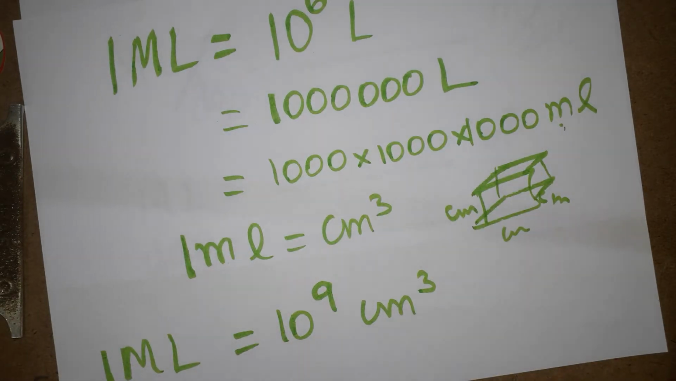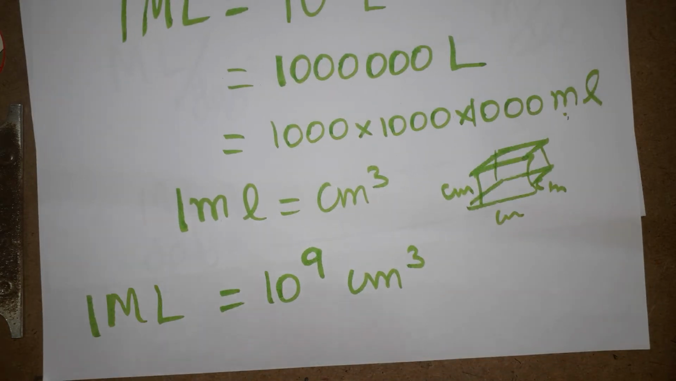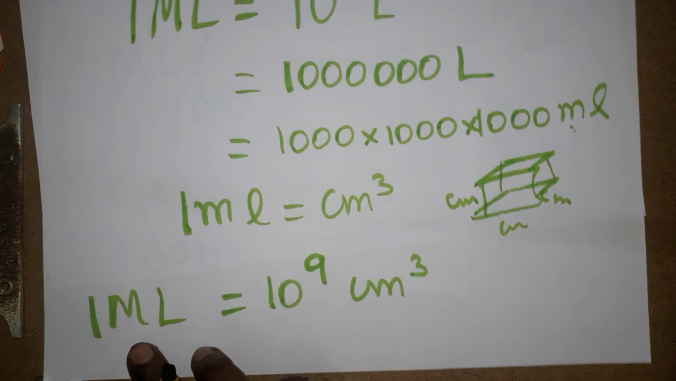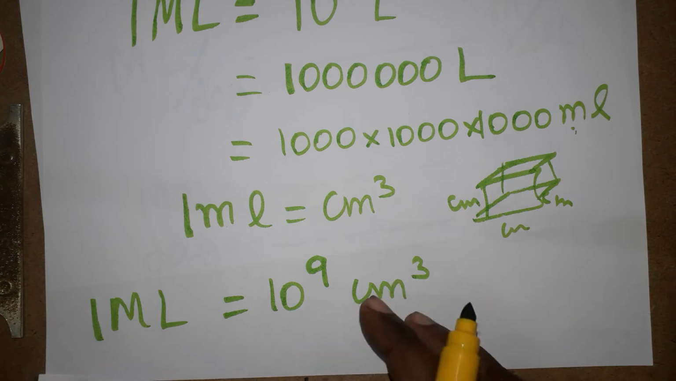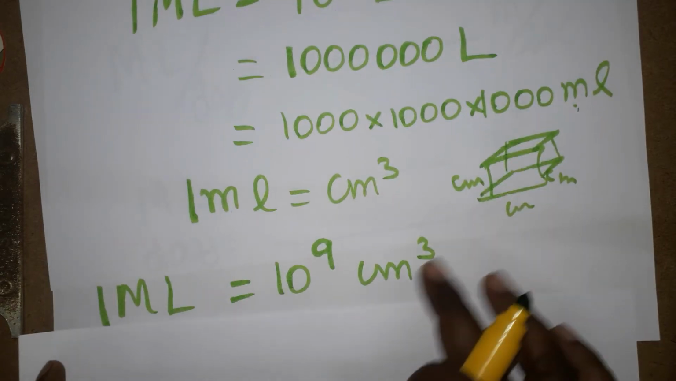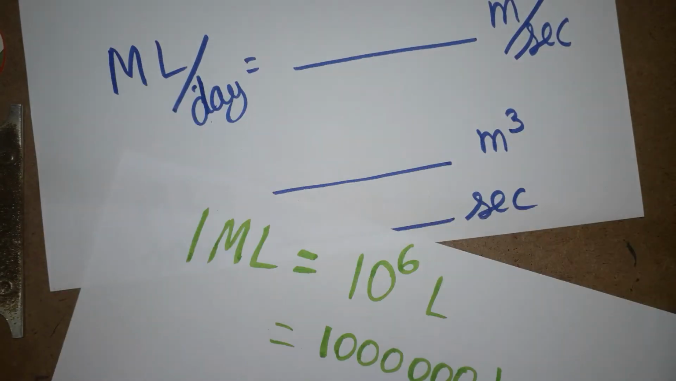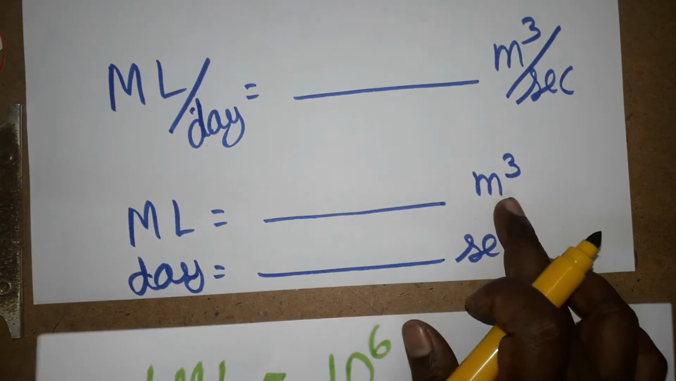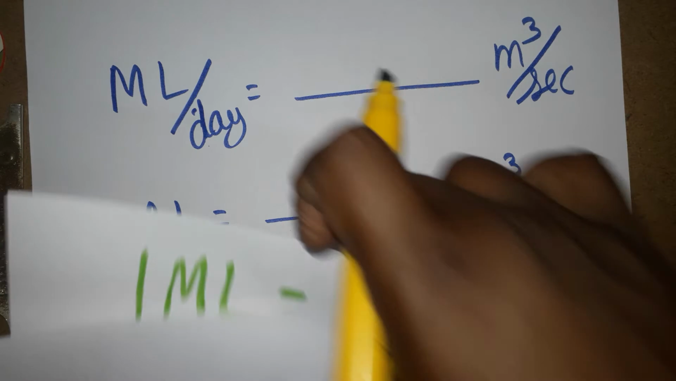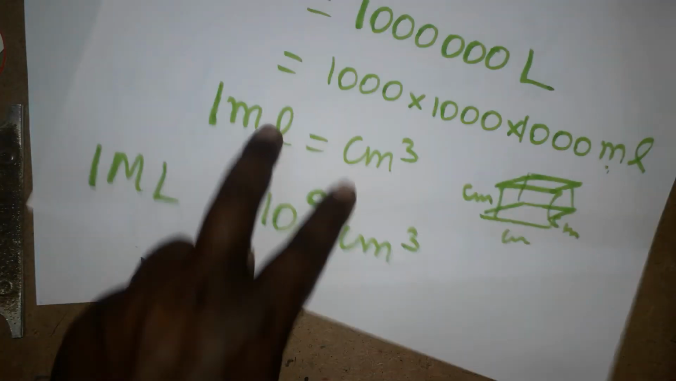It's not our question. Our question is 1 megaliter, sorry, it's not ml, it's megaliter. Capital M. Small m is milli, capital M is mega. Actually, we need meter cube. So, from here we need to get the meter cube. Our question is megaliters to the meter cube. So, how to convert to meter cube?